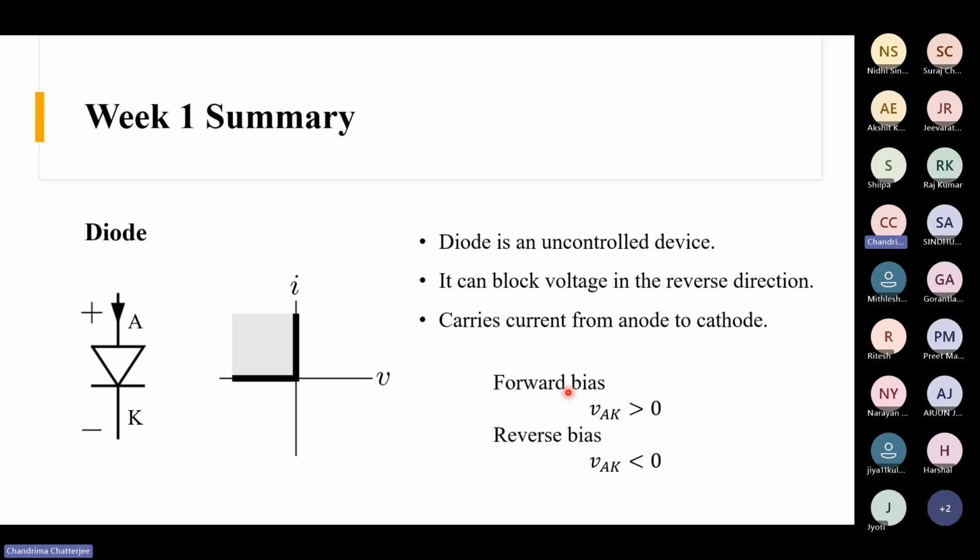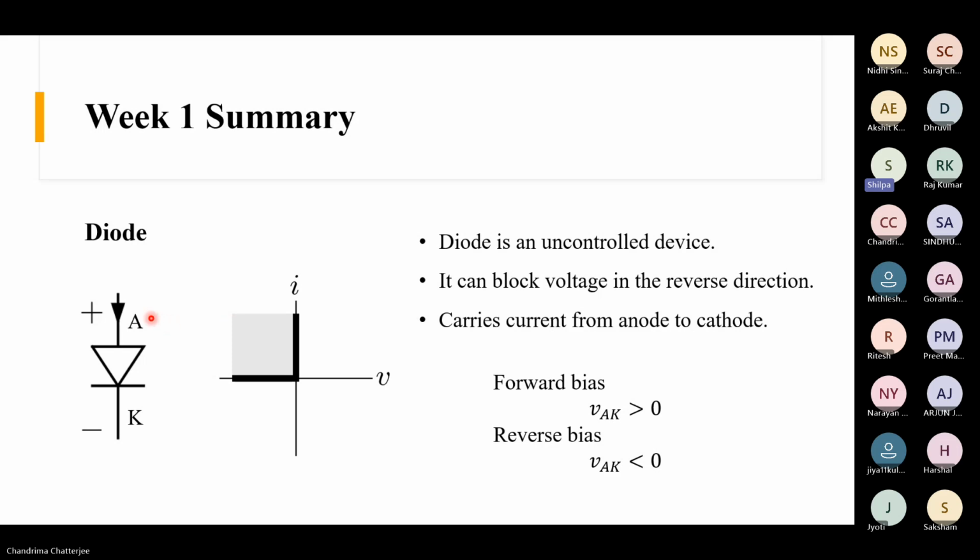This we call a forward bias. So when VAK is greater than 0, then only the diode will be on, otherwise it will be off. So the potential of this anode terminal should be greater than the potential of the cathode for the diode to get turned on. Is it clear? What is the condition?